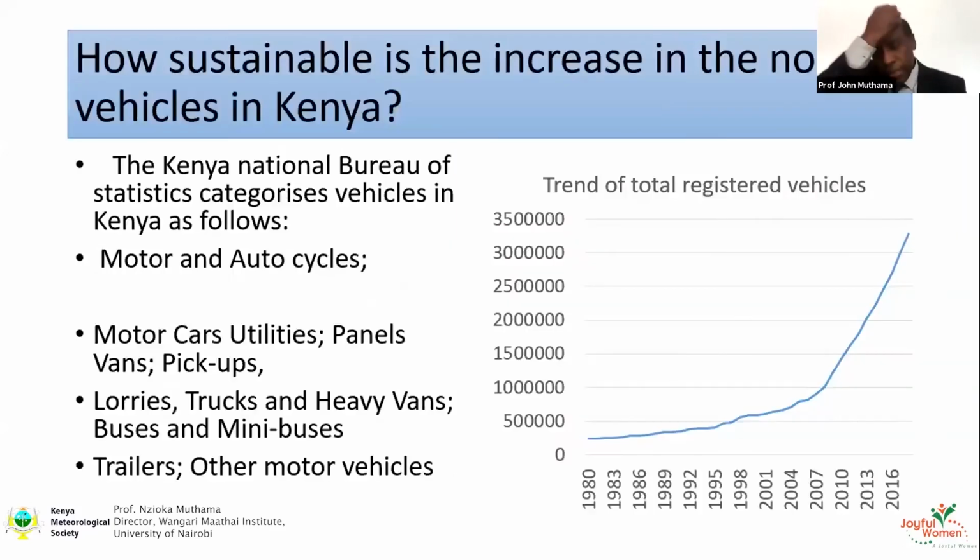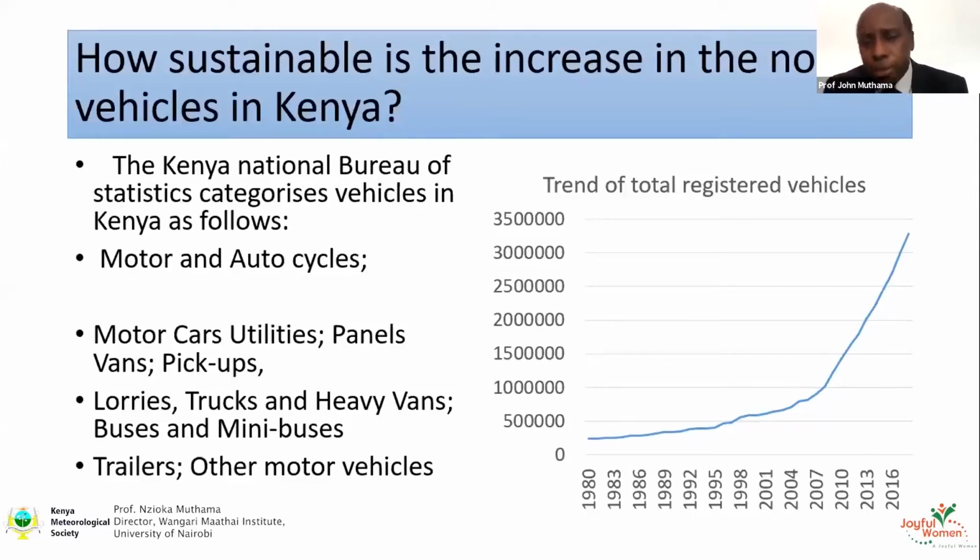The first question we would want to ask ourselves: how sustainable is the increase in the number of vehicles in Kenya? Now, using data from the Kenya National Bureau of Statistics, latest 2019, the vehicles registered in Kenya have different categories, and they are listed here. We have motor and motorcycles, motor vehicle utilities, lorries, buses, trailers, and others.